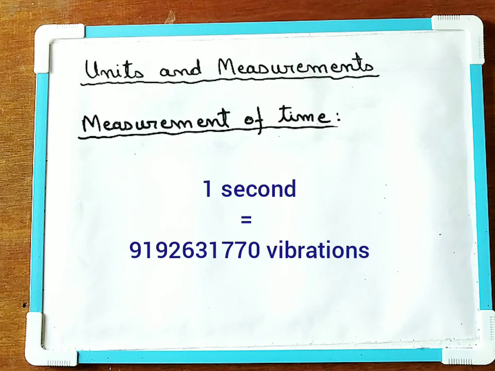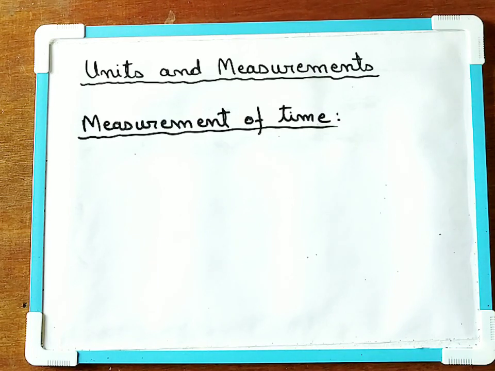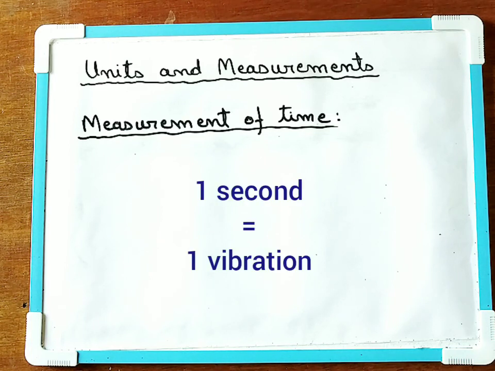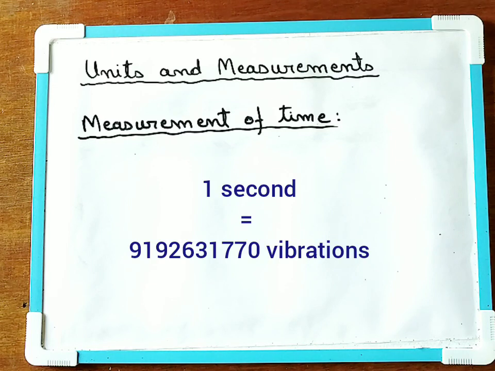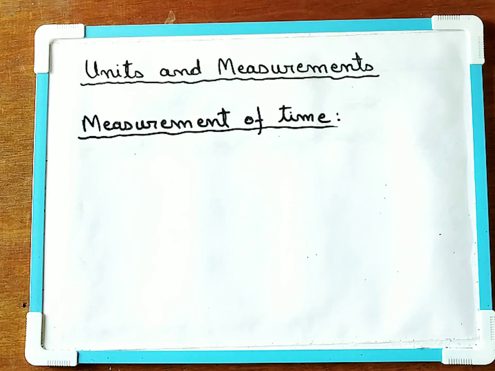91926317770 vibrations. In the wall pendulum clock, 1 second is taken as the time needed for one vibration, but here in the atomic clock, the second is taken as the time needed for 91926317770 vibrations of the cesium atom. So this atomic clock is very, very precise, and it is linked with the Indian Standard Time.